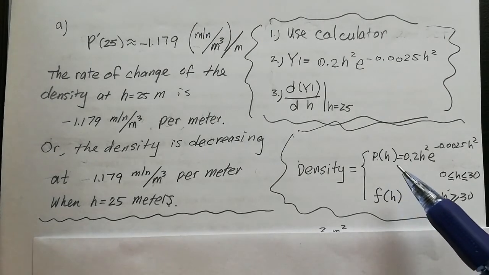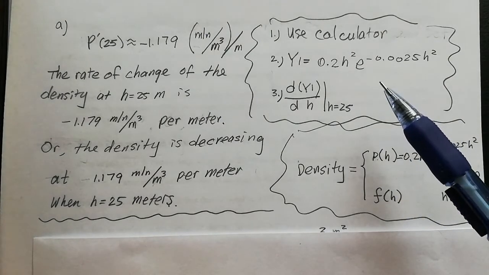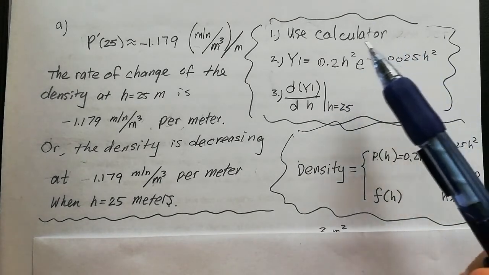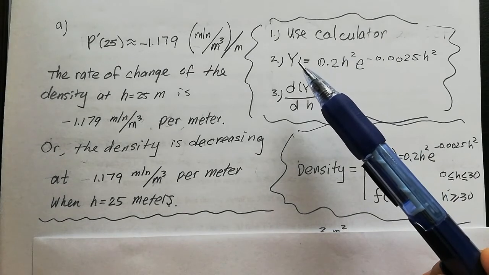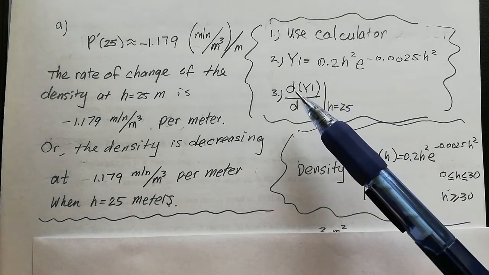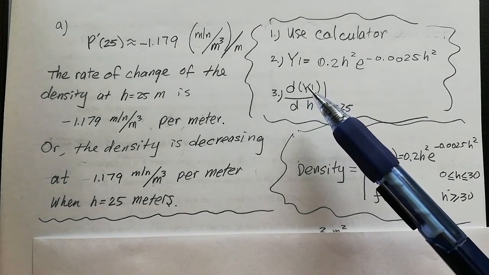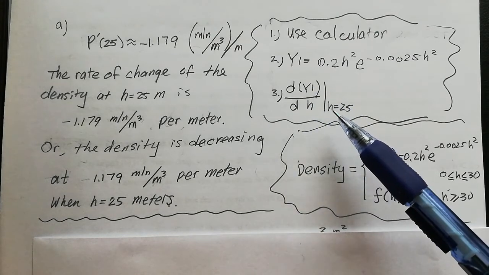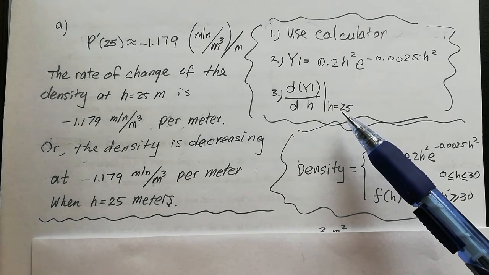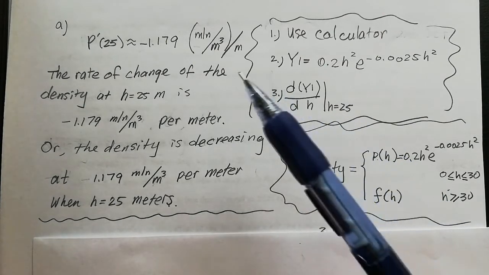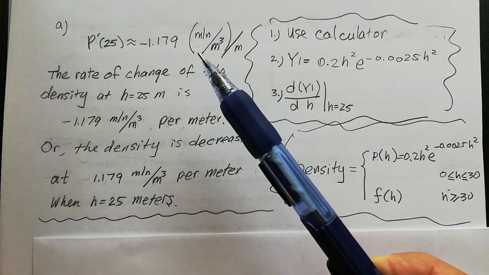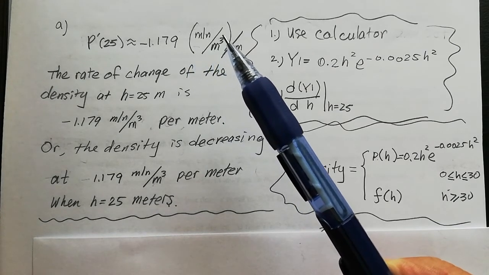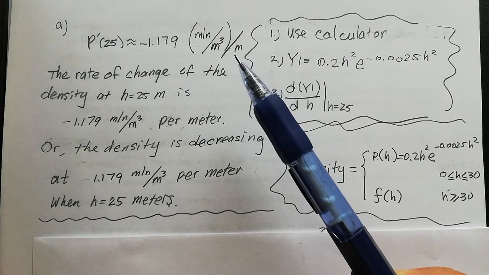For this question, I will just use the calculator. I input the density expression into y1, take the derivative of y1, dy1 dh, and evaluate the whole thing at h equal to 25. This gave me the answer, which is negative 1.179 millions per cubic meter per meter.